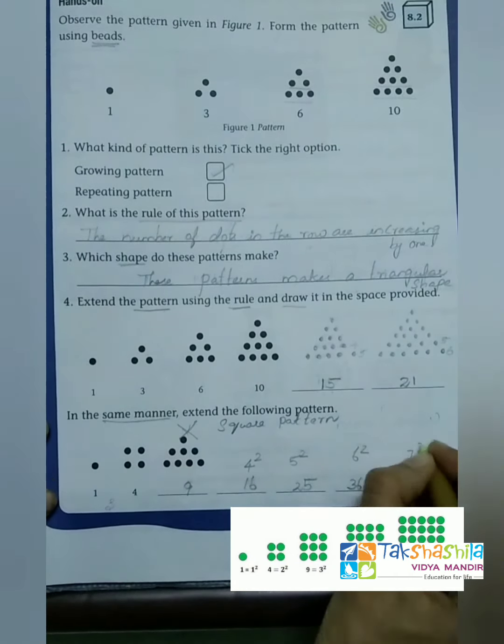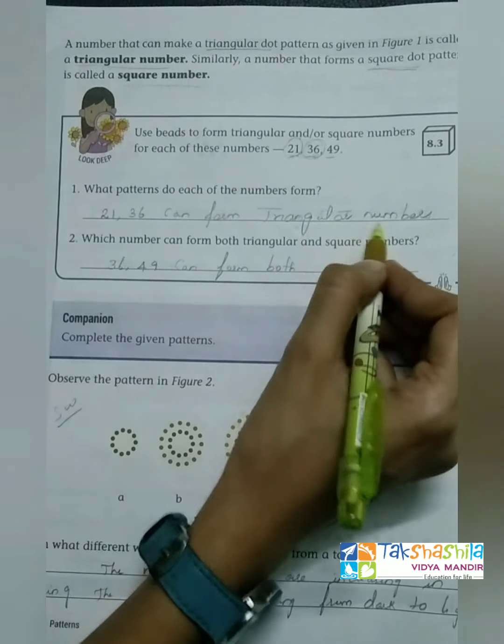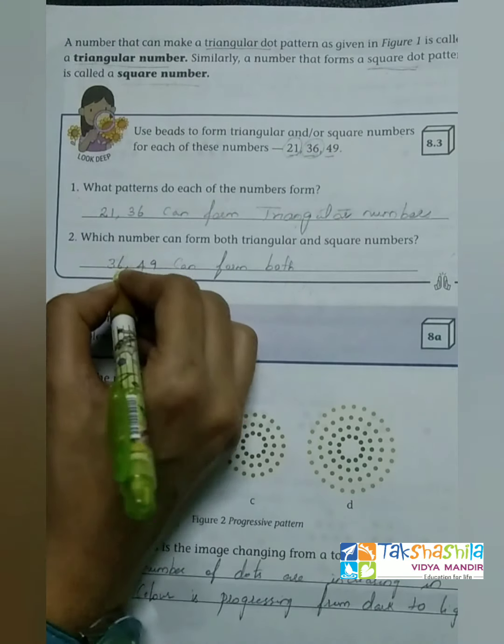Now just see the next page, 8.3, use beads to form triangular and or square numbers for each of these numbers. See the first question, what patterns do each of the numbers form? So here the number 21 and 36 can form a triangular number. So if you check that, you can get the answer.